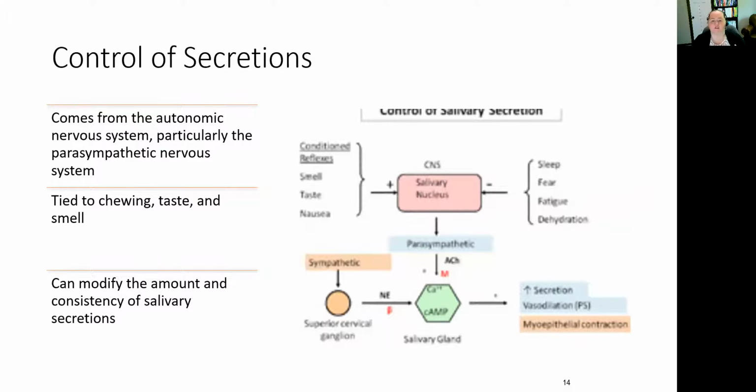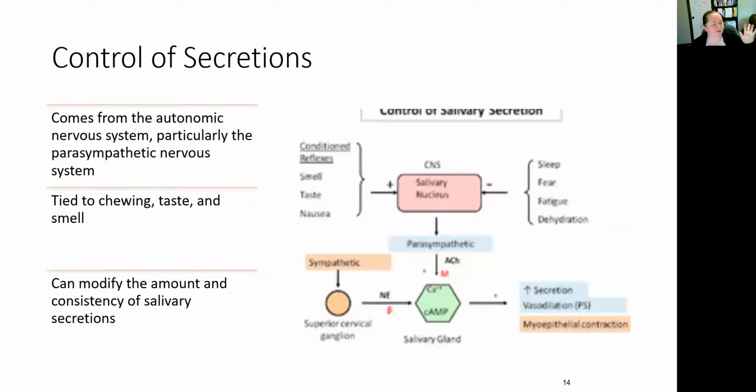Okay, so control of secretions comes from our autonomic nervous system, particularly the parasympathetic, and that's going to be really important when we get into pharmacology and we start talking about medications. Maybe you guys already know, but a lot of medications can cause dry mouth.